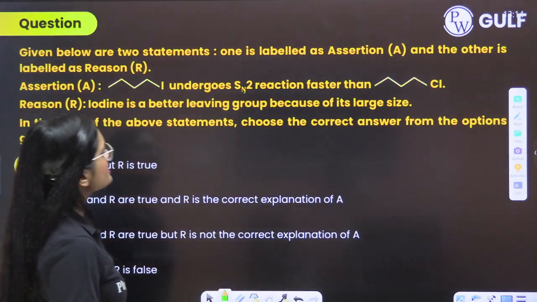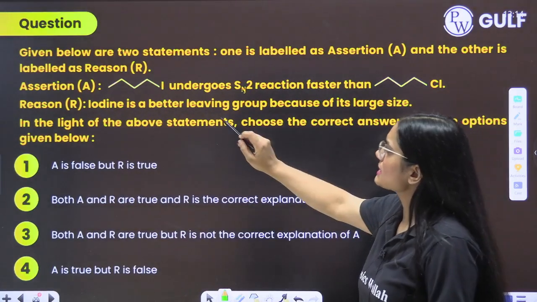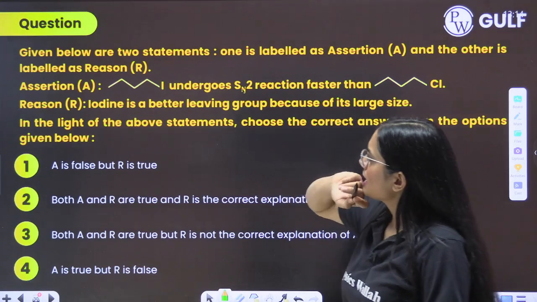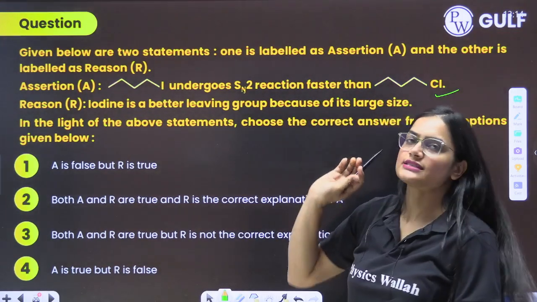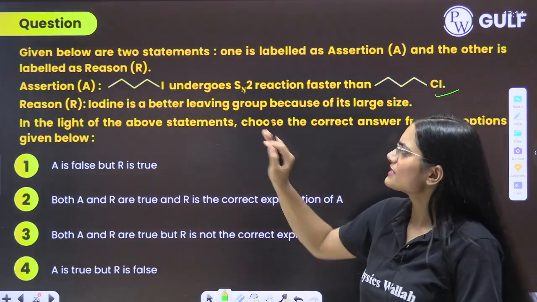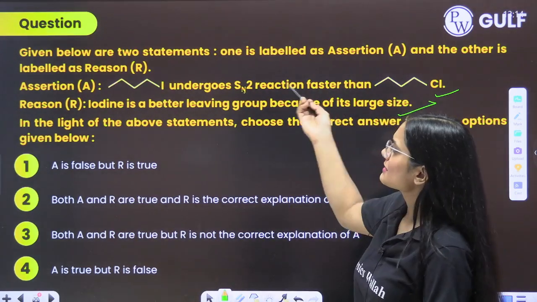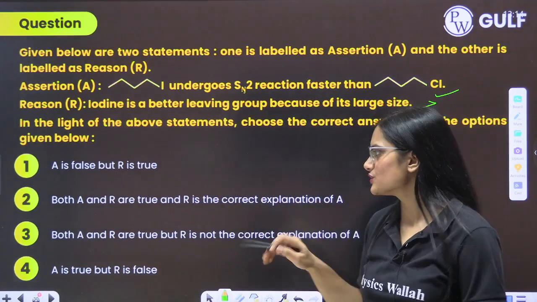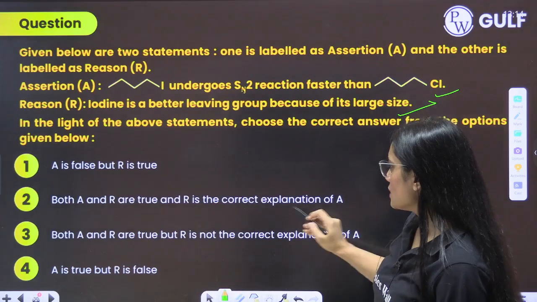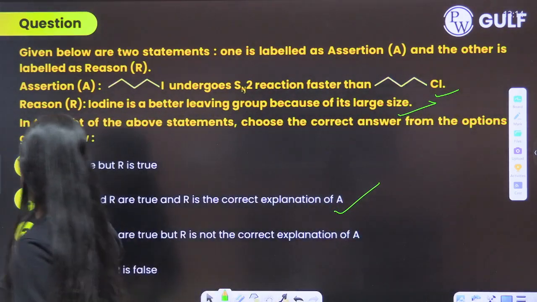Given below are two statements. One is labeled as assertion, another is reason. Assertion says this alkyl iodide undergoes SN2 reaction faster than this chloride. This is totally true and this is easy because iodine is a better leaving group. So yes, because of its large size, assertion is correct, reason is correct, and reason is very well explaining assertion. So here option 2 is the right answer. Both are true and reason is the correct explanation of assertion.